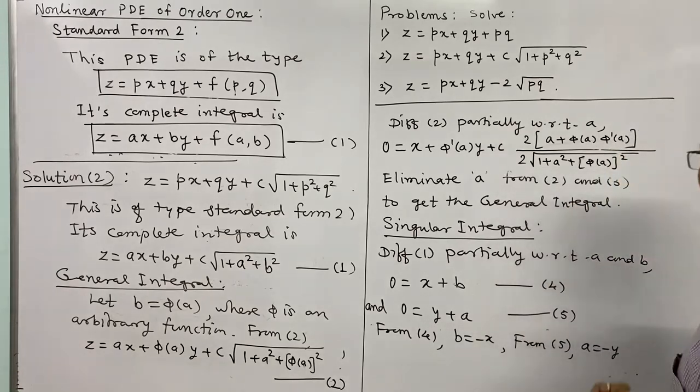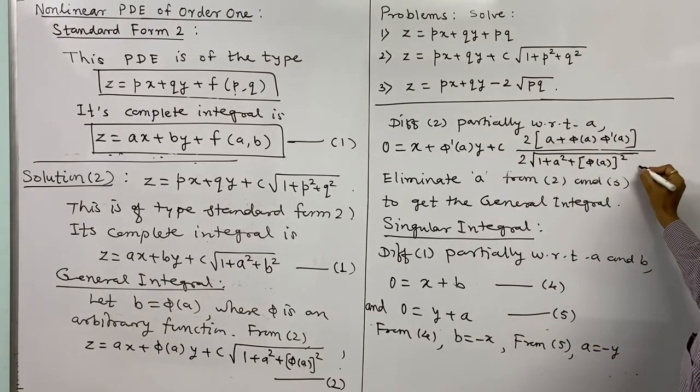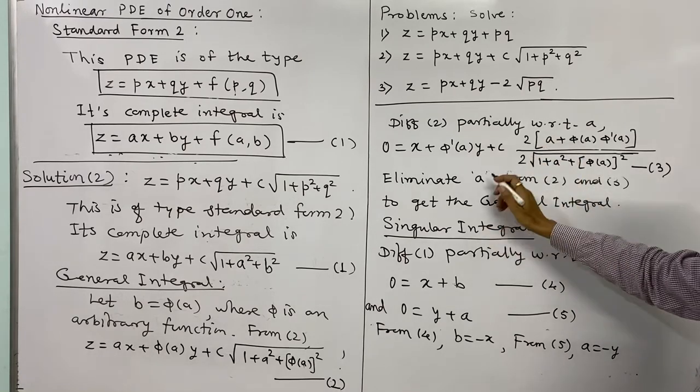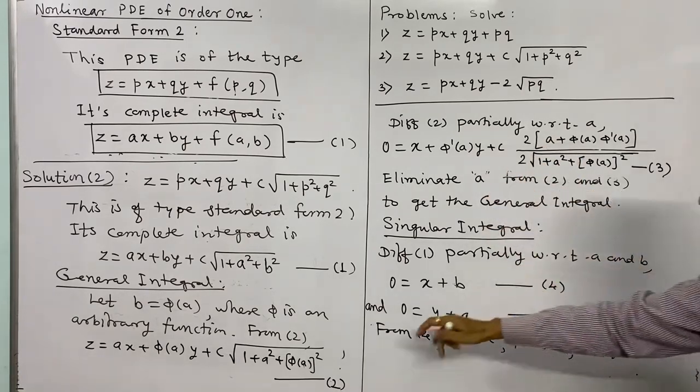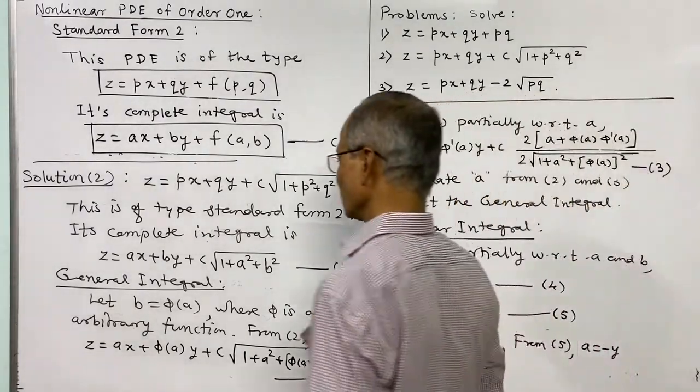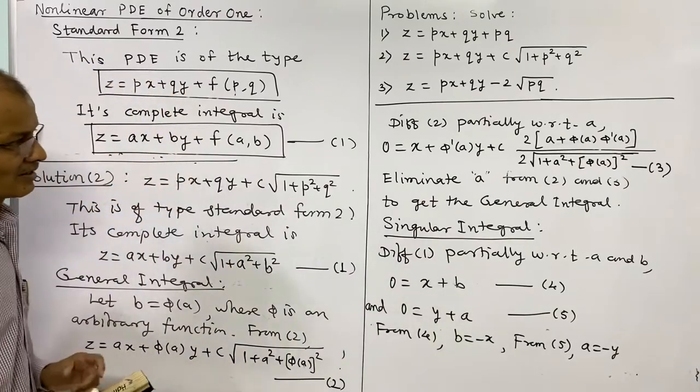So this should be denoted by the third equation. This is 3, and 2 can be cancelled, and we eliminate a from 2 and 3, the last two relations, to get the general integral. So that is the way to obtain the general integral.